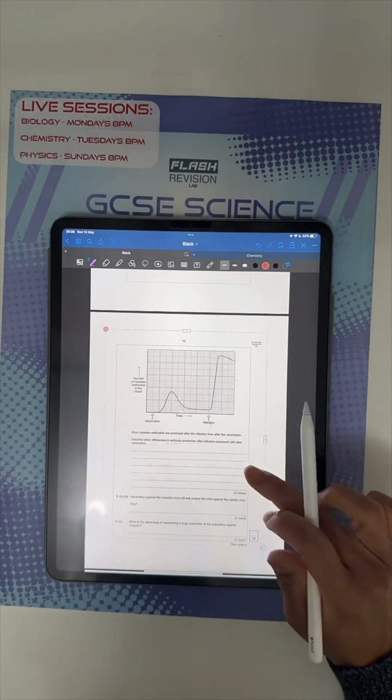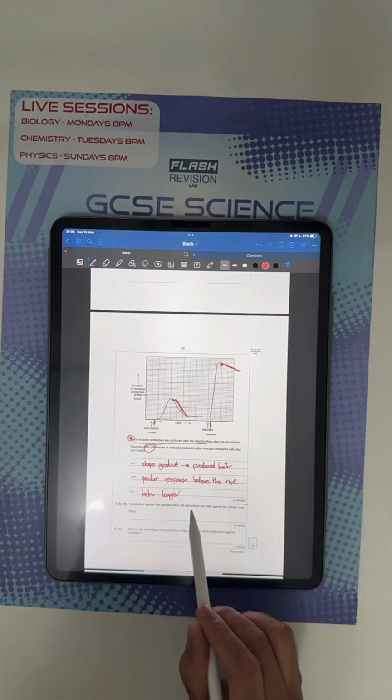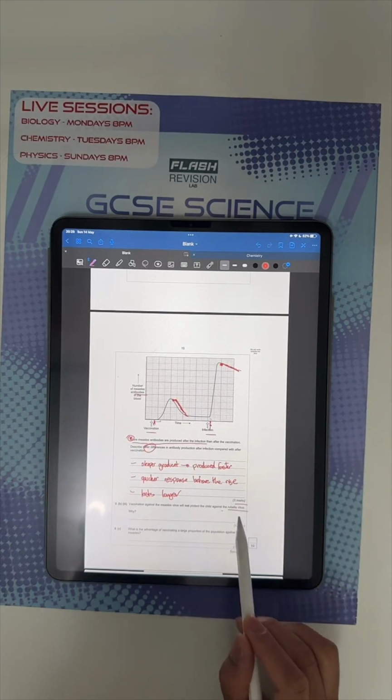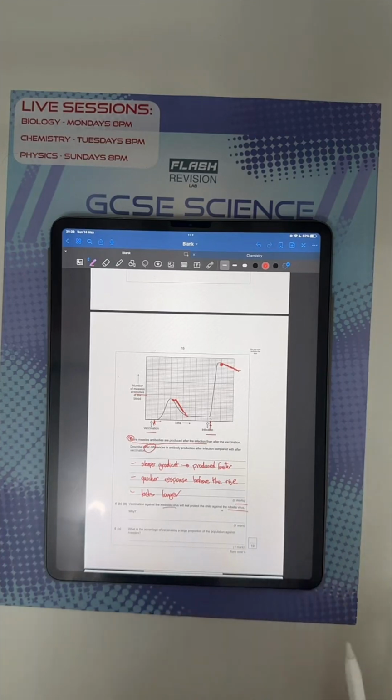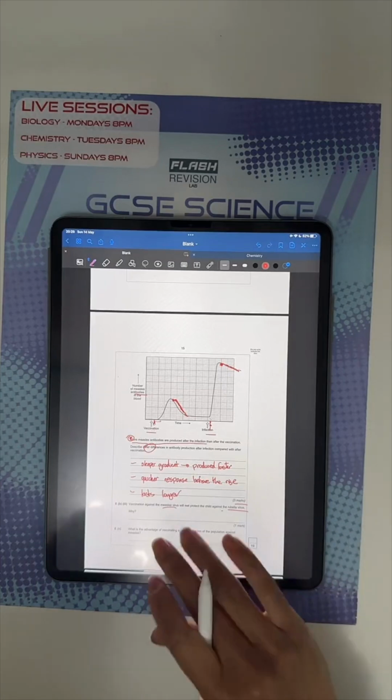Okay, so next question. Vaccinations against measles will not protect the child against rubella virus. So this is just another virus. Why not? For 1 mark. It's not paper 1 for everyone. No, but it is for AQA. Because antibodies are specific. Yep, good.